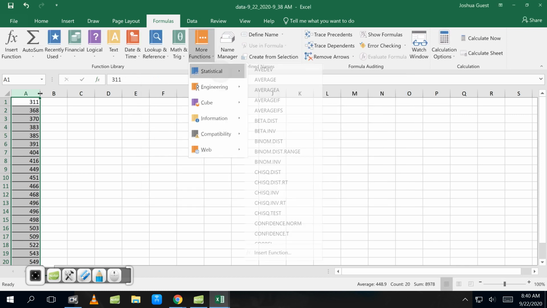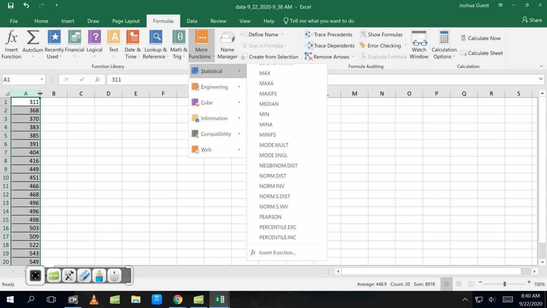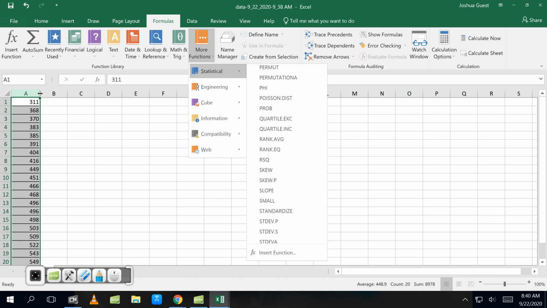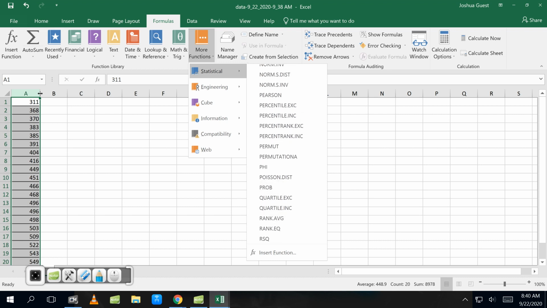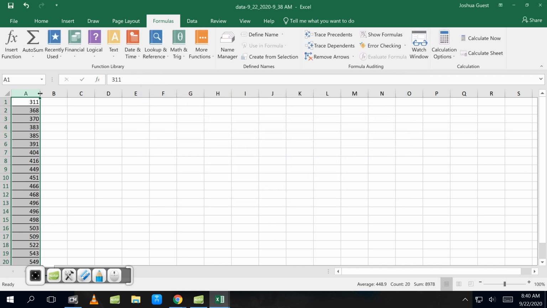I don't know exactly what that means, so let's look here. Quartile. That was the EXC one. Where's this other one? Oh, exclusive, inclusive. It returns the quartile of a data set based on the percentile values, inclusive. All right, let's do this. I don't know what I just did. It's in the first cell there. We don't want to do that.